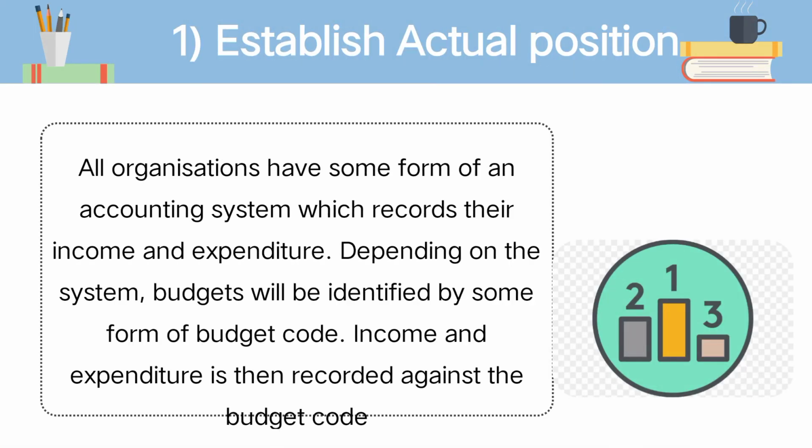First of all, let's see establish actual position. All organizations have some form of an accounting system which records their income and expenditure. Depending on the system, budgets will be identified by some form of budget code. Income and expenditure is then recorded against the budget code. To establish the actual position, the budget holder will need to examine and understand the financial information available.